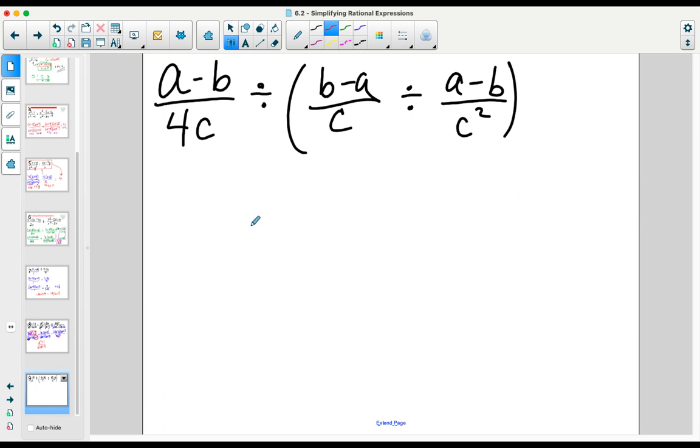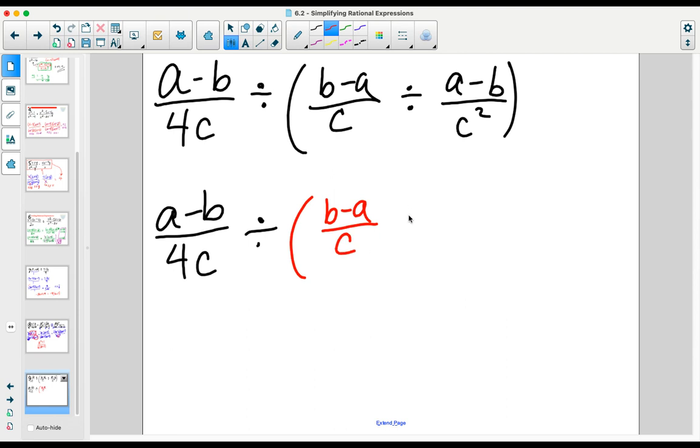In our last example, we have a set of parentheses necessitating that we do the second division first. So we're going to leave a minus b over 4c division all the same, and we're going to operate like the inside of this parentheses is the only question that we are answering. We'll leave our first fraction the same, and we'll use this reciprocal of the second fraction.